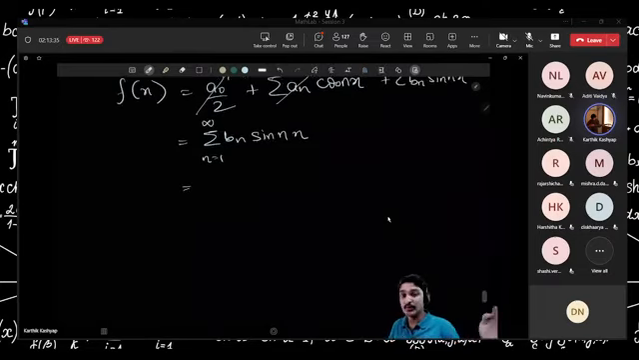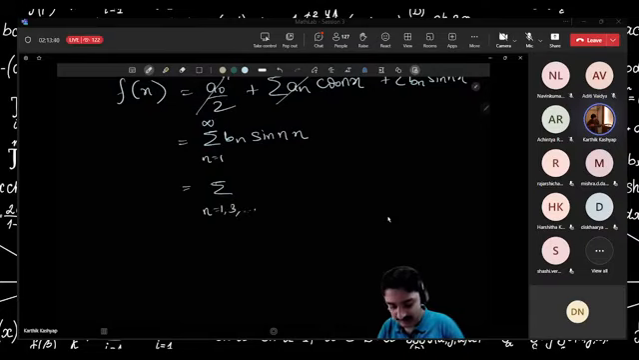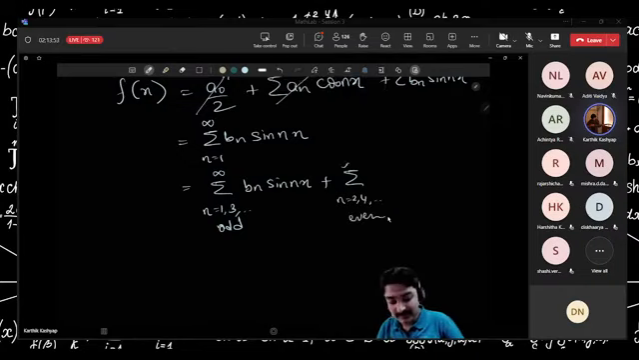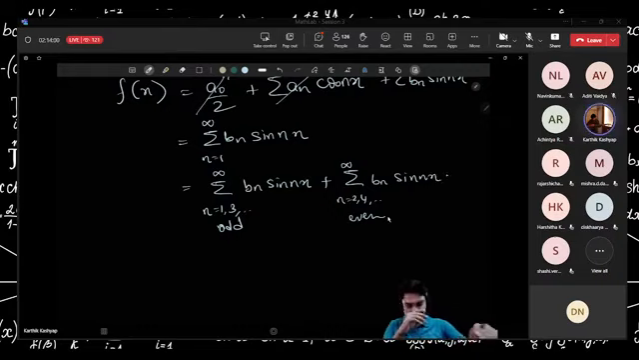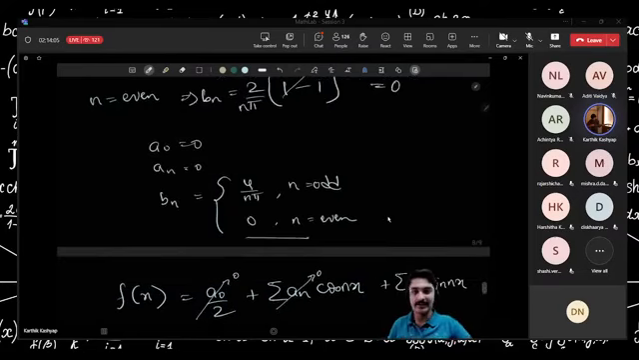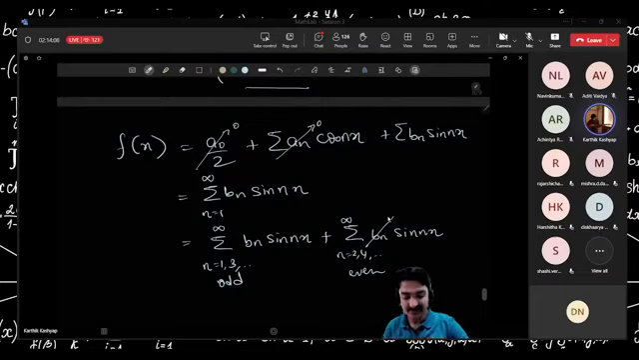Let's split this into two summations. N is equal to 1, 3, and so on, that is n is odd till infinity, bn sin nx, plus summation n is equal to 2, 4, and so on, even till infinity, bn sin nx. So we have split this into n is equal to even and n is equal to odd. So we have seen that bn is equal to 0 for all n even values. So this is 0. So this entire summation will be equal to 0.